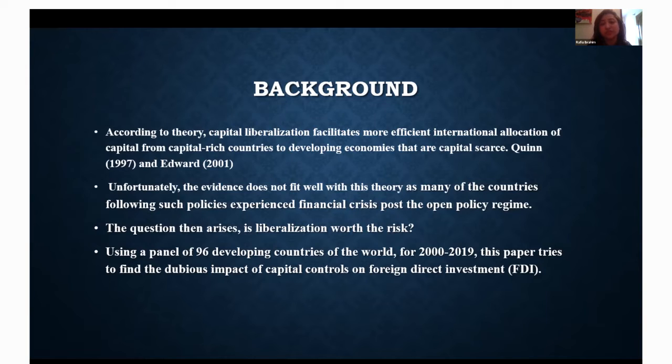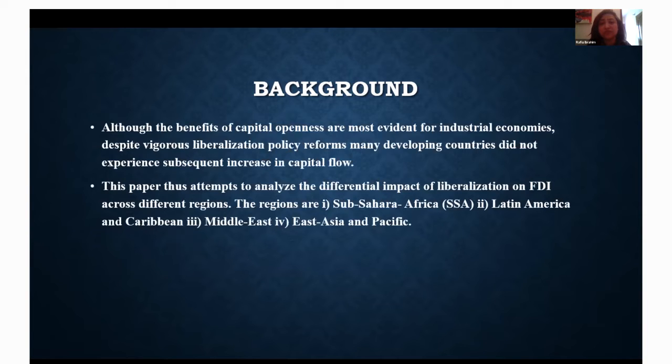The evidence actually suggests that the countries who followed capital open policies are the ones who experienced financial crises, like the ones we had in 2000, 2007, 2006, the global financial crisis. All of this was partly because of this open capital regime that was followed by these countries. So the question then arises: is liberalization worth the risk? Should we be letting capital flow freely or should we control it? That is our main objective for this paper and the study.